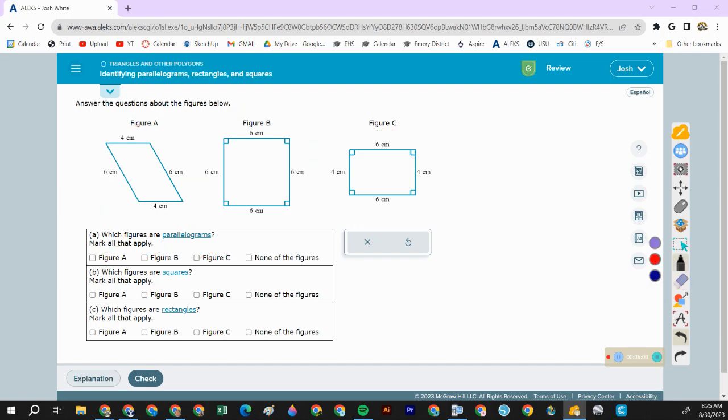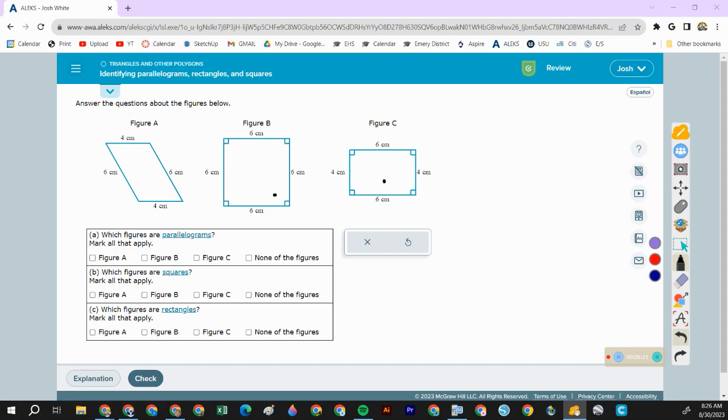A square is a rectangle, but is a rectangle a square? Not always. Sometimes it is. Well, is this a rectangle? It's a rectangle and it's a square. So sometimes it's both.